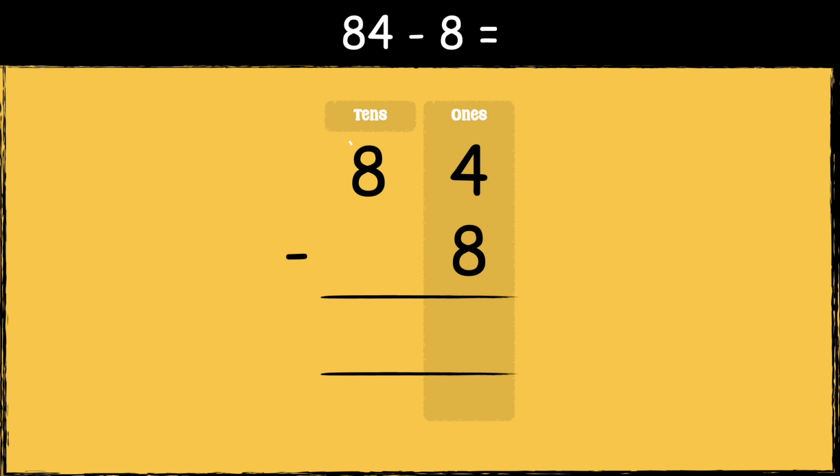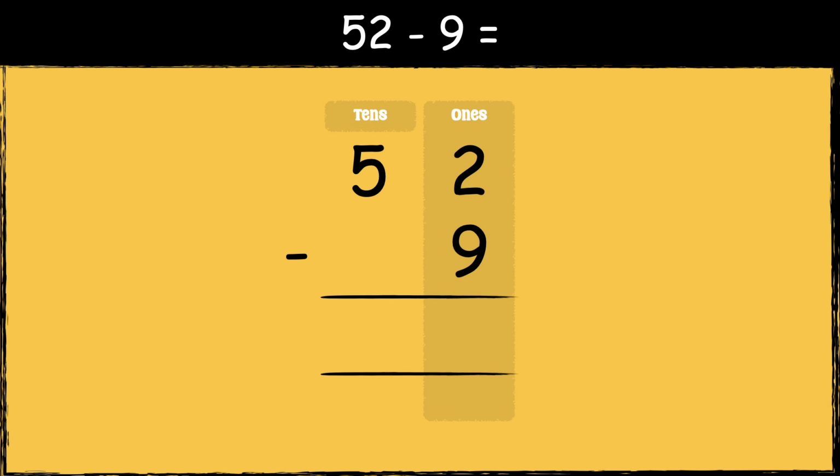When we borrow, 8 tens becomes 7 tens. Now we've turned the 4 into 14, and 14 take away 8 gives us 6. Now we need to subtract the digits in the tens column. So we have 7 take away 0, which is 7. So the answer is 76.